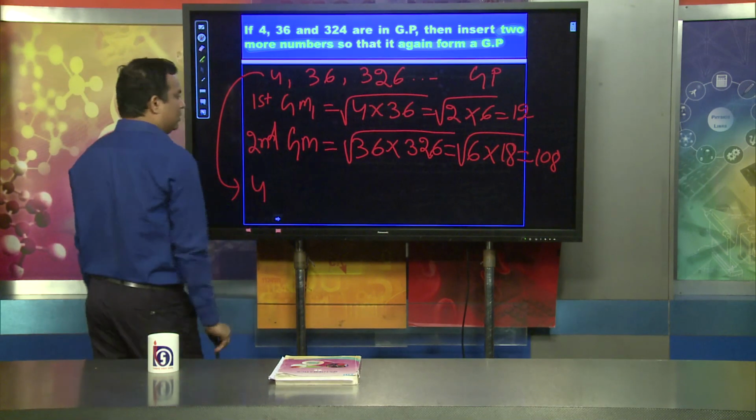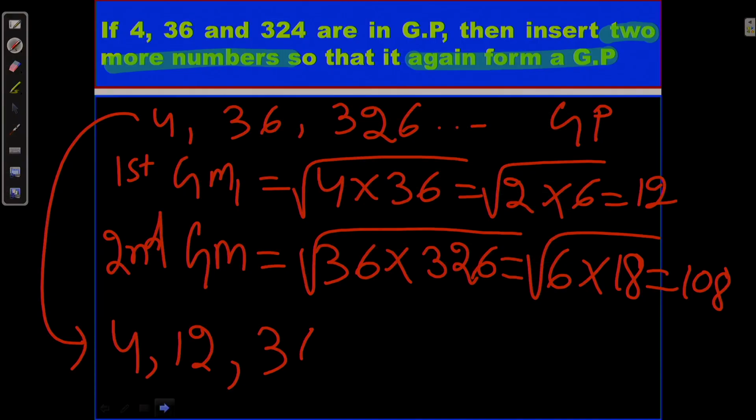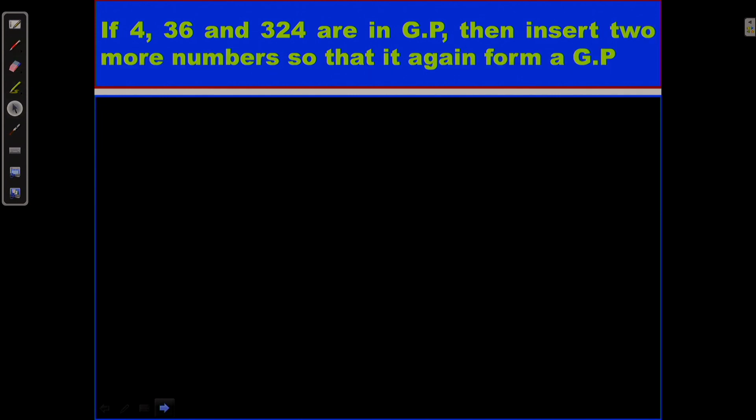So dear learners, the geometric progression will be: the first term is 4, the next term is 12, the next is 36, the next is 108, and the next is 324. Then you see it is also a geometric progression because the common ratio is 12 by 4 equals 3, 36 by 12 equals 3, 108 by 36 equals 3, and 324 divided by 108 equals 3. That means in all cases the common ratio is a fixed quantity.